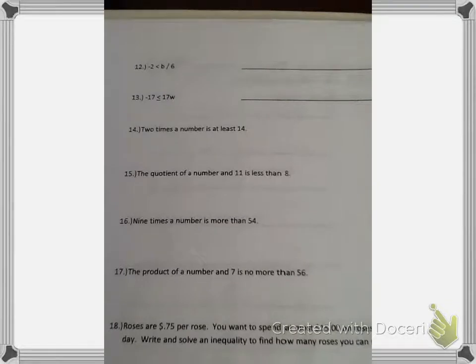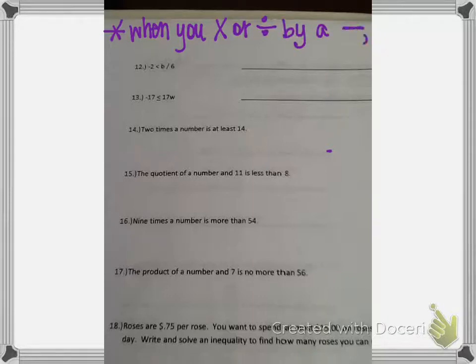Okay, on 12 and 13, I'm going to ask you to do something a little bit different. Up here at the top of the page, you need to write this down. When you multiply or divide by a negative, the sign flips.